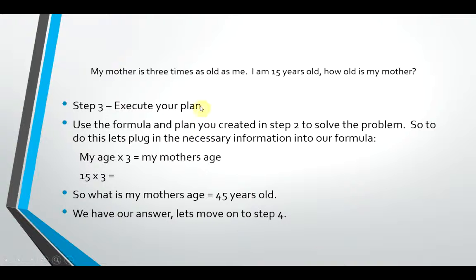So let's take our formula from step 2 and plug in the necessary information. My age is 15, and we know that she's 3 times as old as me, so it's going to be 15 times 3. So what is my mother's age? 15 times 3 is 45. So my mother's age is 45 years old. Make sure when you write your answer, you write it in the correct format. If you just wrote 45, then your answer would not be correct because they want to know how old your mother is, which is 45 years old. So now that we have our answer, let's move on to step 4 to check it.